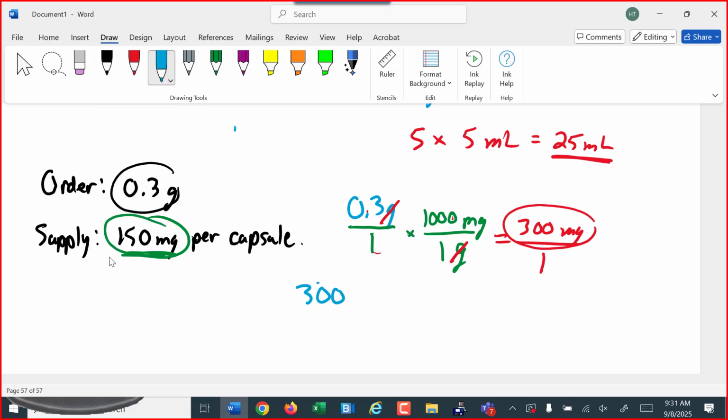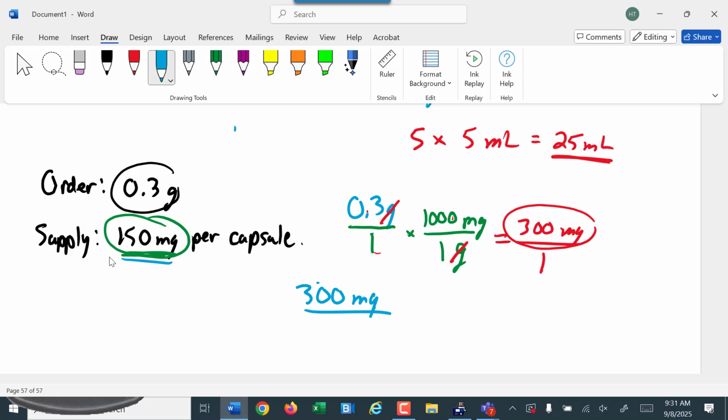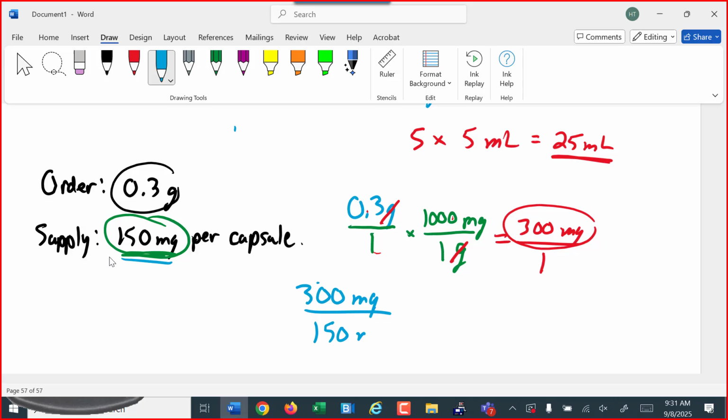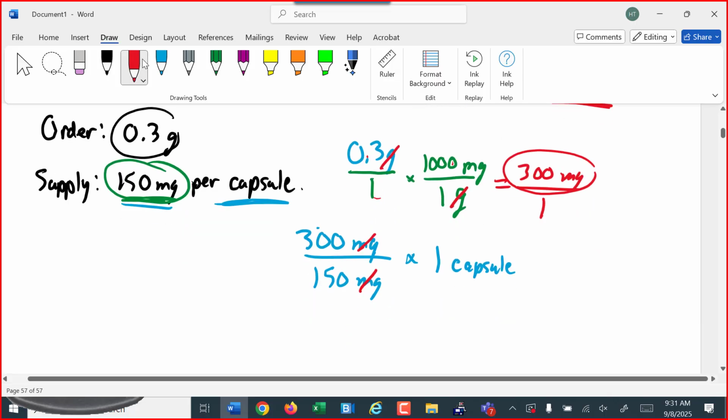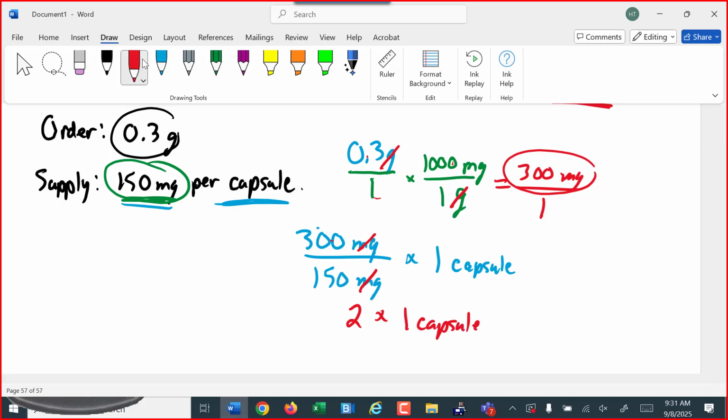So the order was converted to 300 milligrams over the on-hand dose of 150 milligrams times it's per capsule. So that's 1 capsule would be the vehicle. So the milligrams will cancel out. That's why they had to be the same unit. 300 divided by 150 is 2 times 1 capsule gives us 2 capsules.